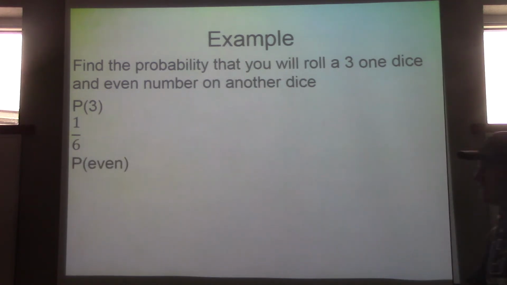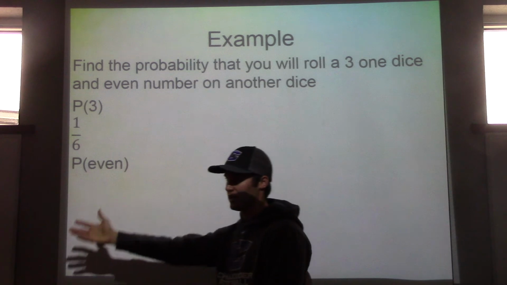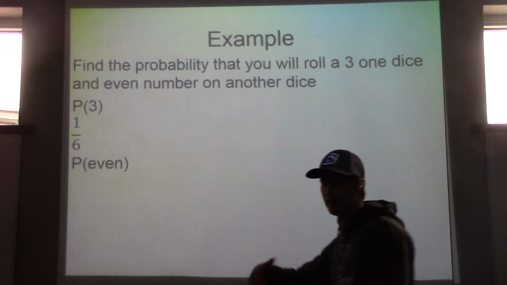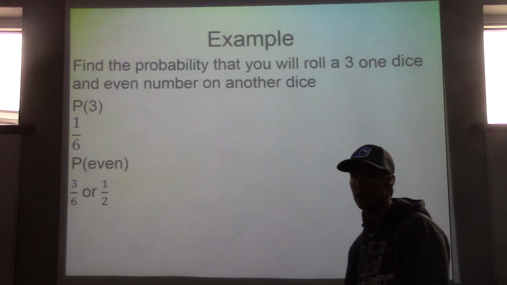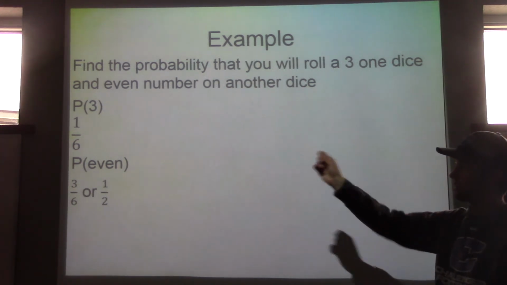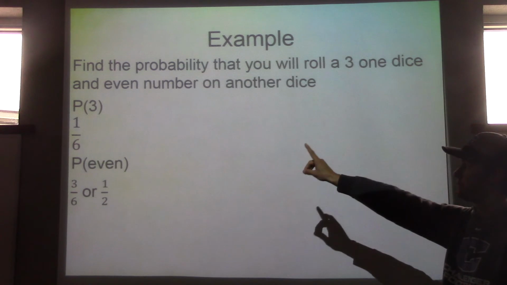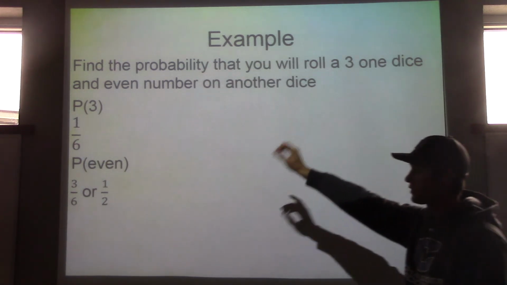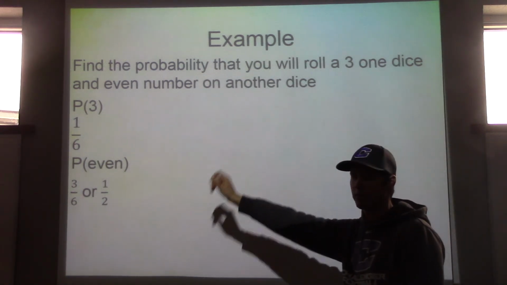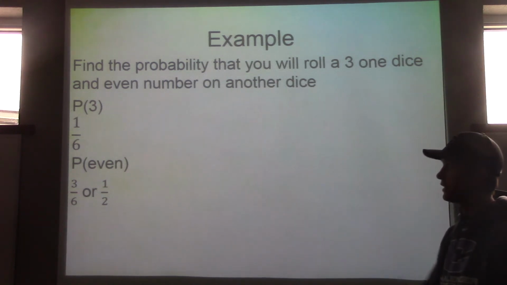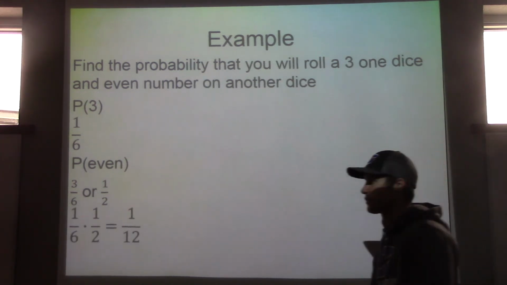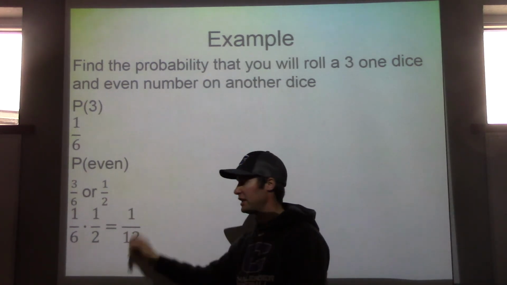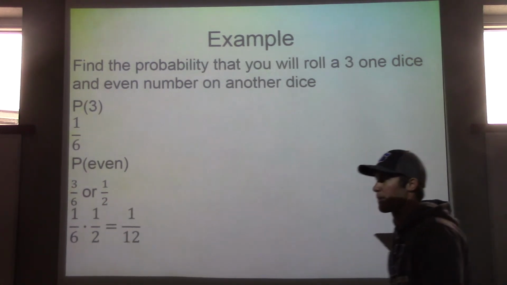What's the probability of getting an even number? Well, these dice don't affect each other. So the probability of getting an even number would be 2, 4, 6, or 3 out of 6, or we could write that as 1/2. So we have 1/6 for getting the number 3, and 1 out of 2 for getting an even number. So we'd multiply those together. So 1/6 times 1/2 is 1/12. So the probability of getting a 3 and an even number is 1 out of 12.